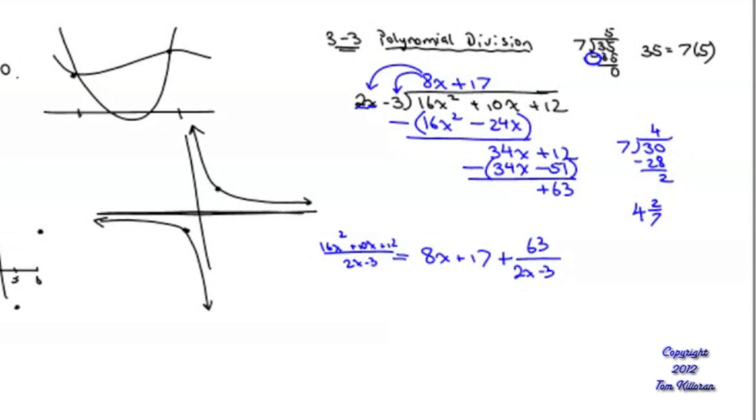So what I'm going to do is rewrite this as p of x divided by 2x minus 3 is equal to this thing we're going to call q of x. Why q? Because the top answer is called the quotient. Plus, and then this piece right here, we're going to call it r of x.